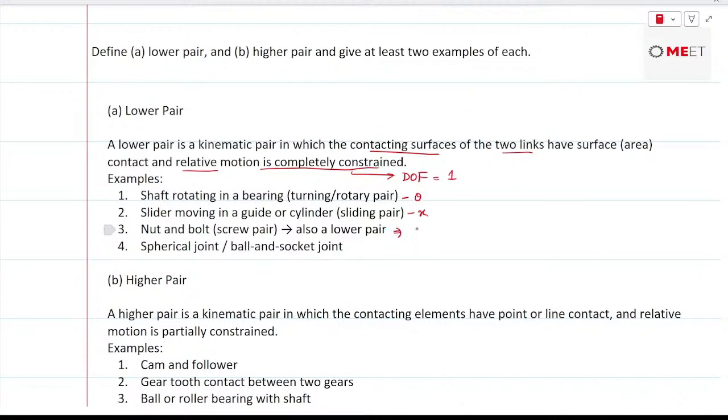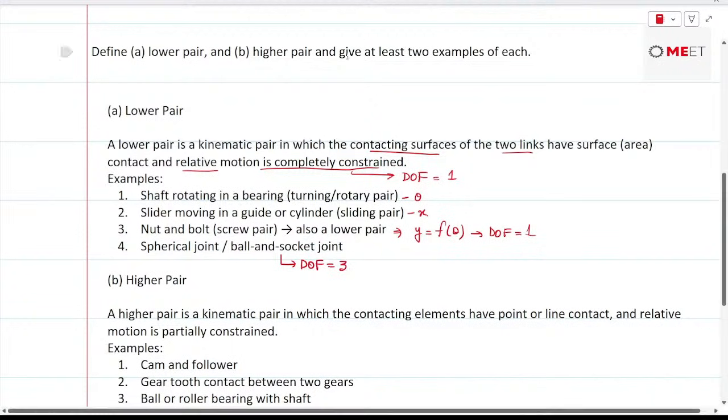So the linear advancement of the nut is related to the rotation given to it. So still this has 1 degree of freedom only, as degree of freedom tells us about the independent coordinates. Okay, a spherical joint, or ball and socket joint, has 3 degrees of freedom, but this will be called a lower pair only.